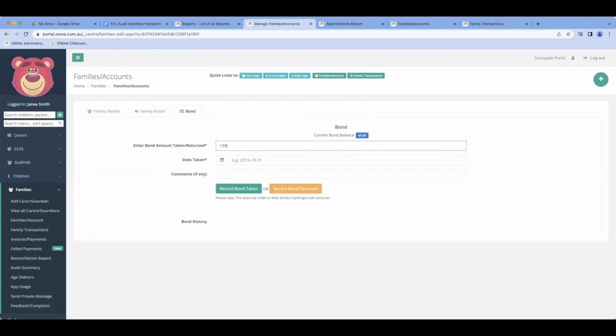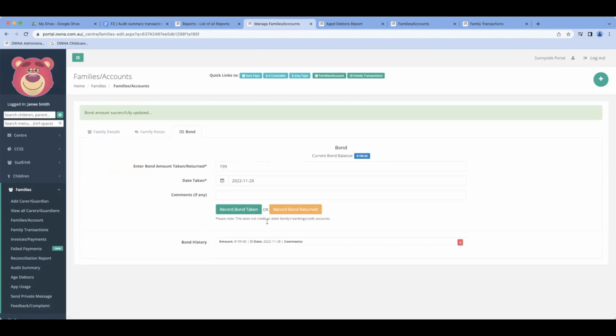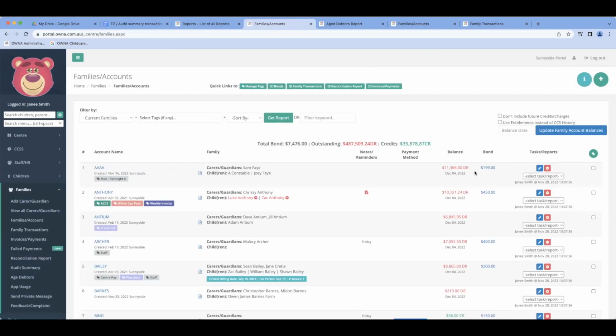So let's just pretend, let's just go today and I'm going to record that bond. What you'll see in the bond history is that you've recorded that this particular family has now paid that bond. And again, Peter would have gone through this in his training, but I'll just quickly add it. See here, it will show in this bond column how much bond that particular family has now paid.